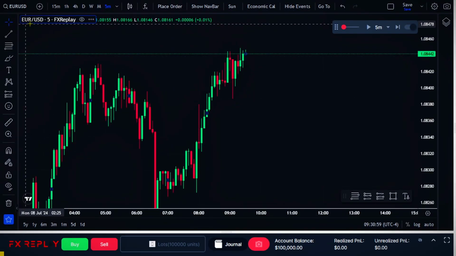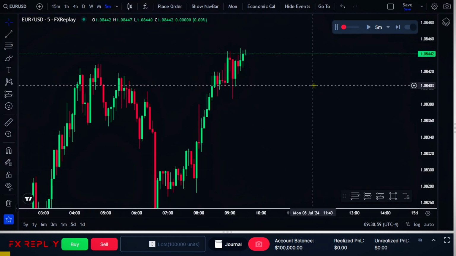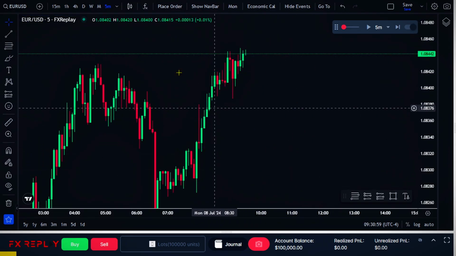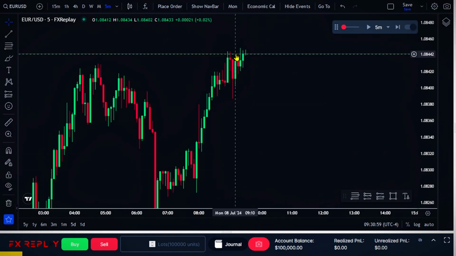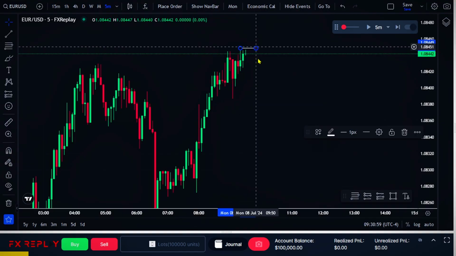For our first example, we are on the 5-minute time frame for Euro USD, 30 minutes before our trading window. We will mark the most recent buy-side and sell-side liquidity.